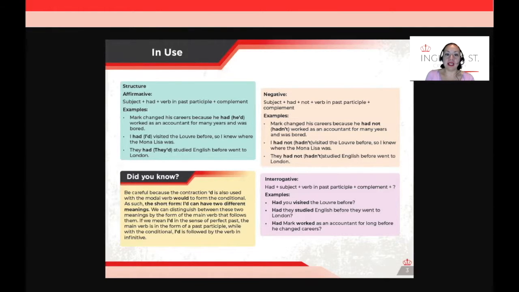They had or they'd studied English before went to London. Okay, so here we have some examples for the affirmative form.